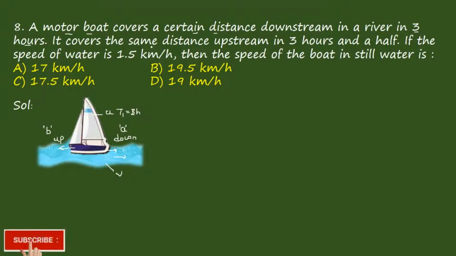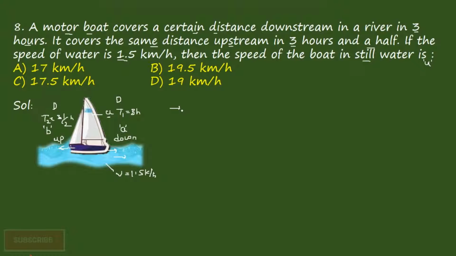It covers the same distance. Okay, if you consider the distance as D here, the same distance D is covered upstream in 3.5 hours. Then time T2 is equal to 7 by 2 hours. Right? If the speed of water is 1.5 kilometers per hour, they are given that V is equal to 1.5 kilometers per hour. The speed of the boat in still water is, okay, find the value of U. We have to find the value of U now.